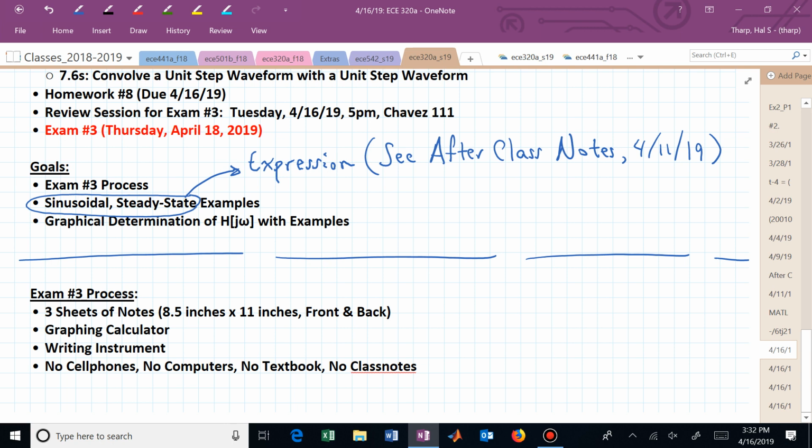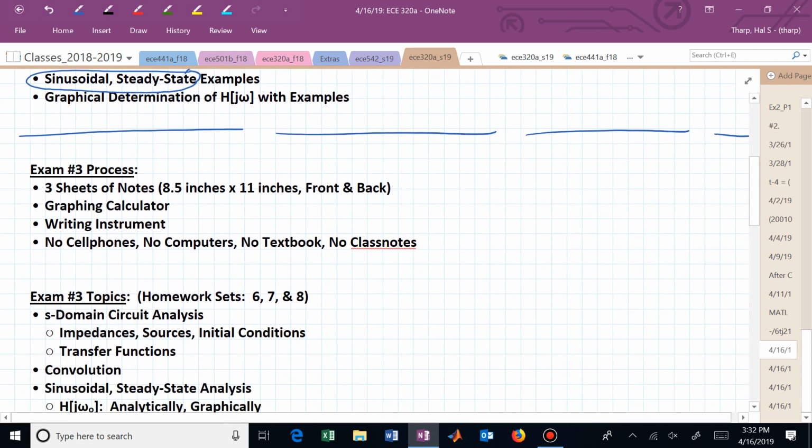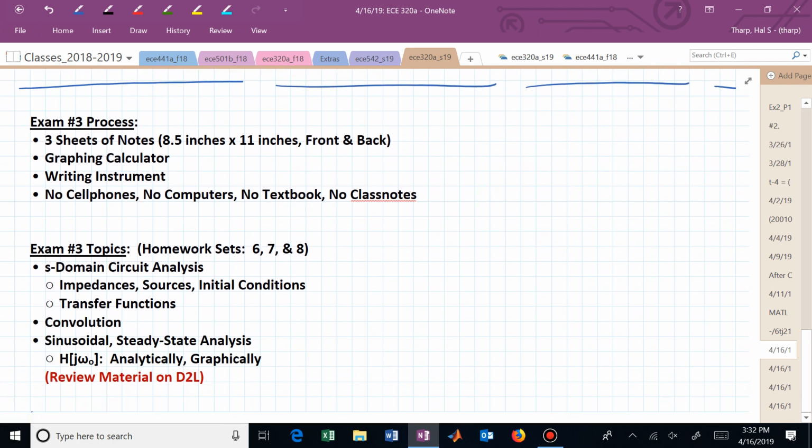For exam number 3, in terms of the process, you'll have 3 sheets of notes. Those sheets haven't grown in size. They're still 8.5 by 11, and maybe you don't need that many, but that's really just to give you a new page if you've been collecting pages from exam 1 and exam 2. You can bring your standard calculator, something to write with, but no cell phones, no computers, no textbook, no class notes, no buddies, and that's why we sit in the appropriate columns on exam day.